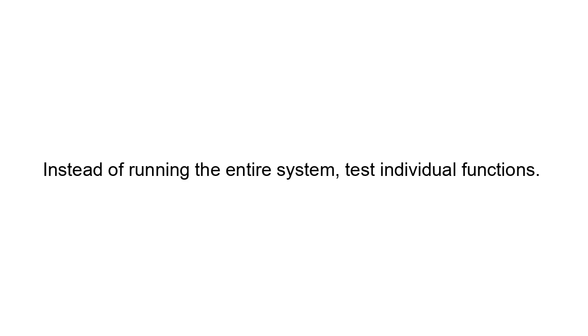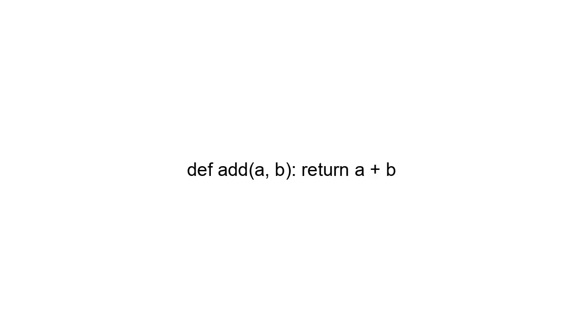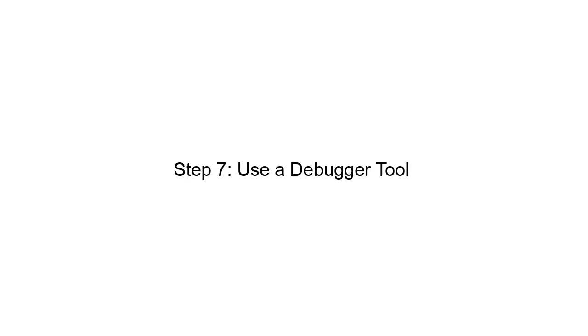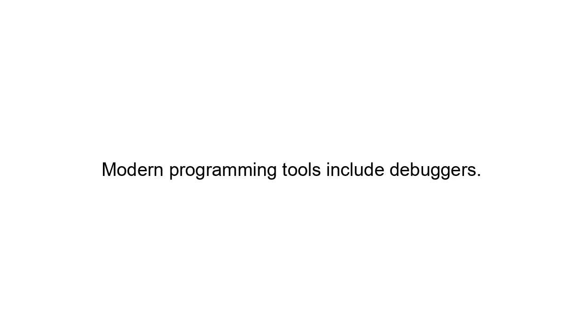Step 6. Test small parts of the program. Large programs should be tested one part at a time. Example: instead of running the entire system, test individual functions. def add(a, b): return a + b. print(add(5, 3)). Testing smaller pieces makes debugging easier.